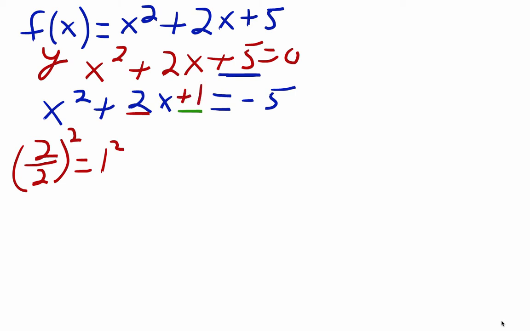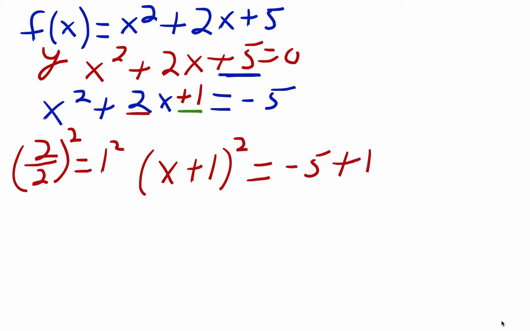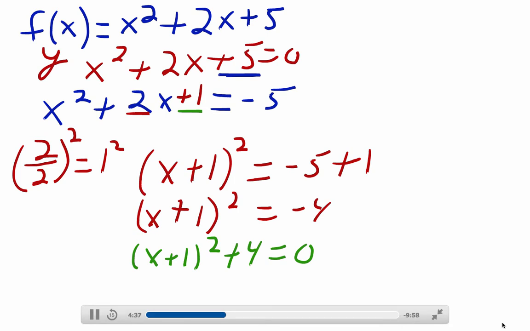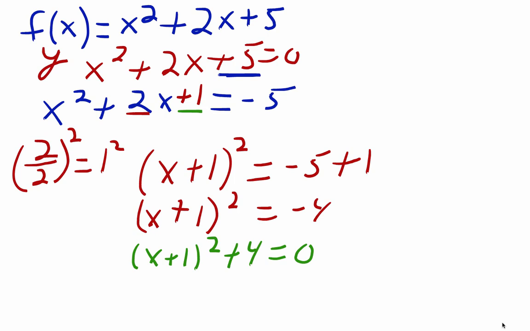Now our equation is going to be (x plus 1) squared, and whatever we do to one side, we have to do to the other. So we also have to add 1 over here. So we have (x plus 1) squared equals negative 4. We have to put the negative 4 back onto the other side. So we're going to have now (x plus 1) squared plus 4 equals 0. I just added 4 to both sides. And now we have it in the vertex form equation. Our a, which is right here, doesn't look like there's a number, but there's a 1 there.